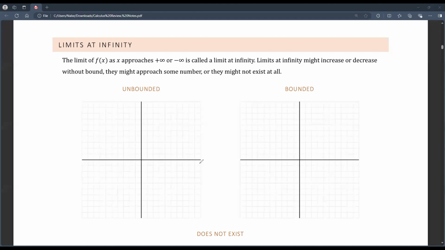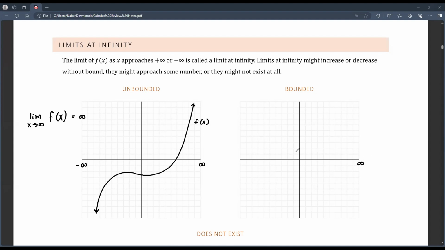Now what about limits at infinity? These limits occur when x goes to positive or negative infinity. The limits might increase or decrease without bound, they might approach some number, or they might not exist at all. Here are some examples that you can write down.